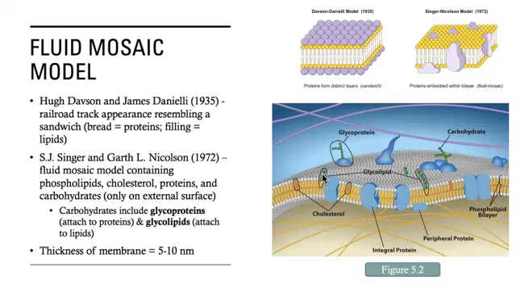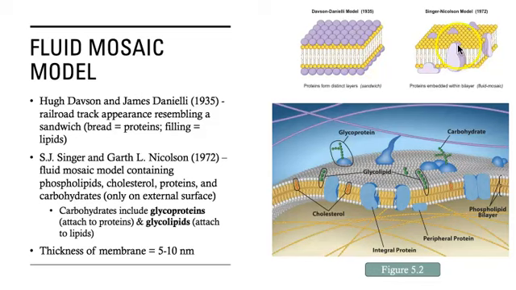So let's talk about this fluid mosaic model. First it was Hugh Davson and James Danielli in 1935, you can see their model over here, that thought it resembled more of a railroad track appearance resembling a sandwich. So we have the proteins on the outside and the filling would have the lipids.